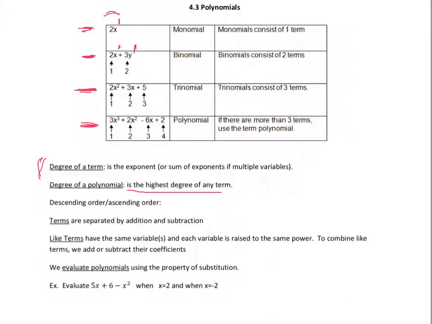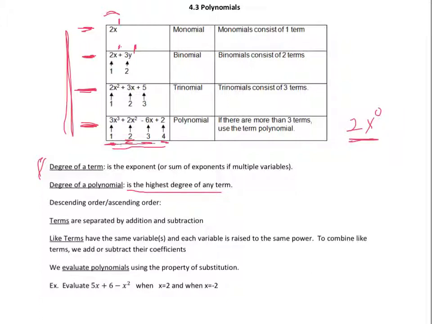Now, all of these that are up here are said to be in descending order, because as we read from left to right, the degree of the term is decreasing. So if you notice this polynomial, we have a third degree term, a second degree term, a first degree term, and this 2 is actually a 0th degree term, because we can think of 2 as 2x to the 0 power, because anything to the 0 power is 1, so that's a 0th degree term. So that's in descending order.